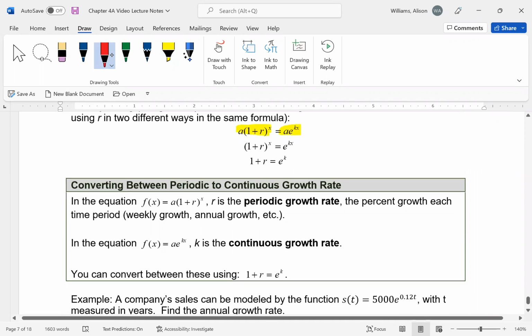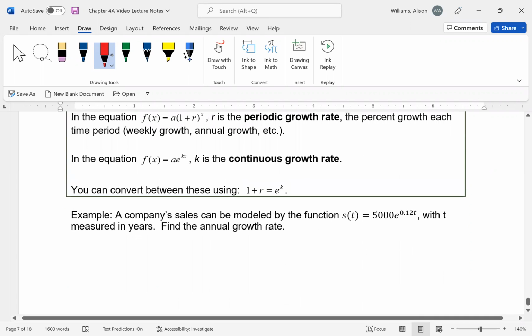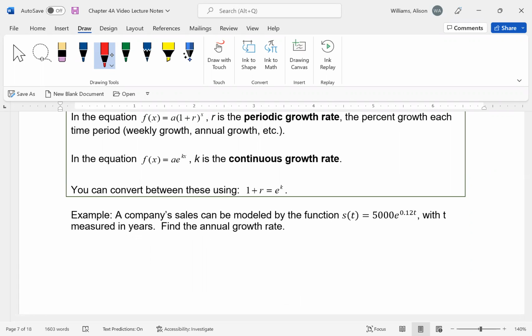So the original equation is called the periodic growth rate. That's percent growth by a time period. And then in the second equation, K is what's called the continuous growth rate. And you can convert between those using 1 plus R equals E to the K. Okay, so let's try to use this in an example. So let's say this particular company uses a continuous growth rate model. What if we wanted to know what the annual growth rate was?